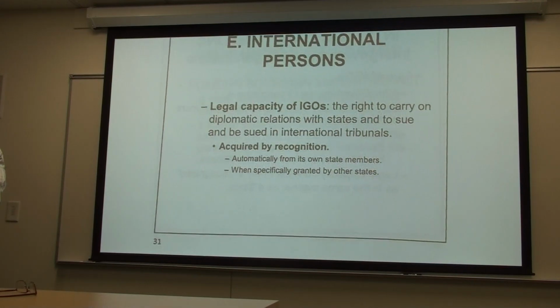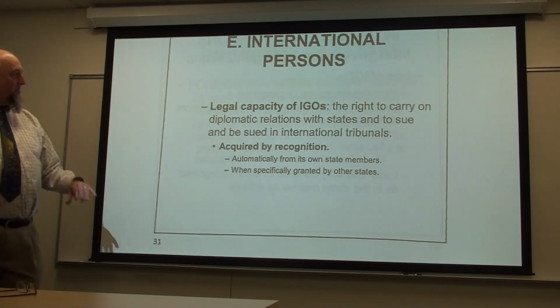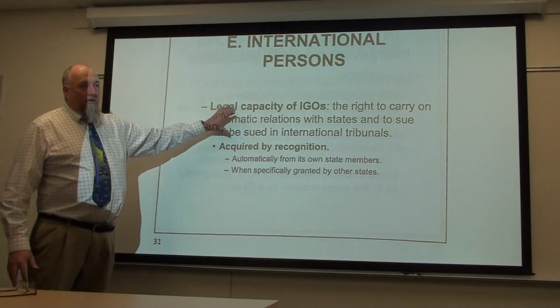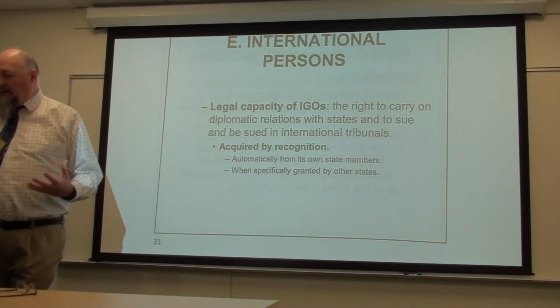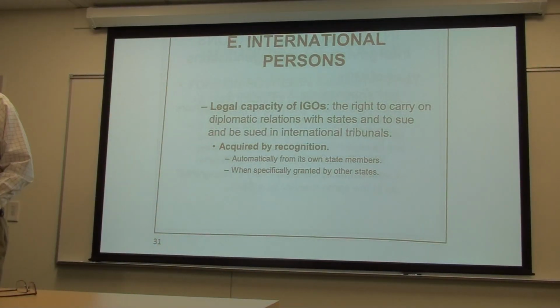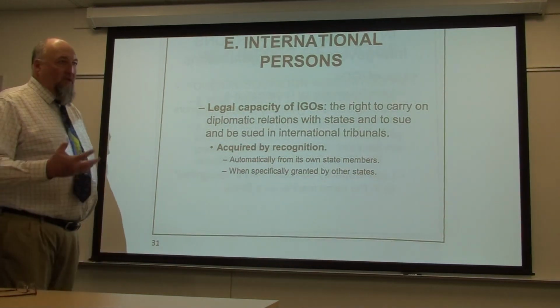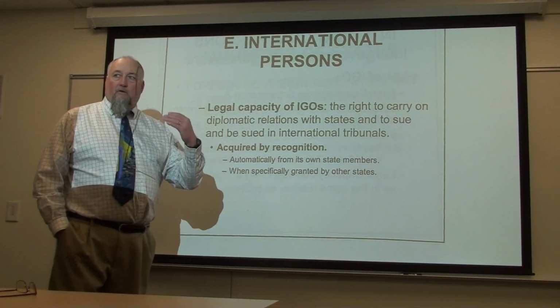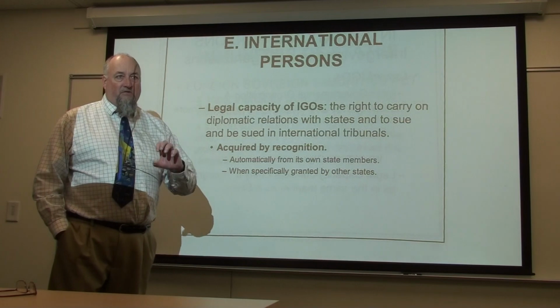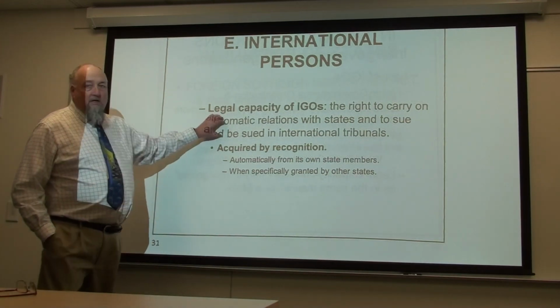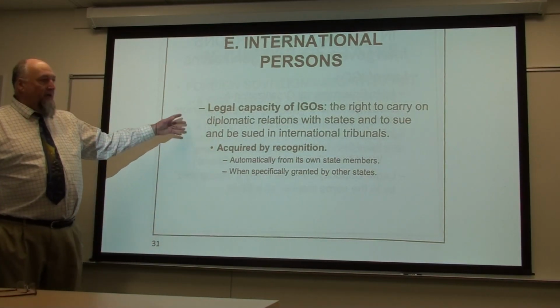So back to page 65, we talked about the rise of the IGOs. What is the legal capacity of an IGO? Now this will depend on the type of organization, but one of the capacities, again, very much like a sovereign state, is the ability to carry out diplomatic relations with other states.